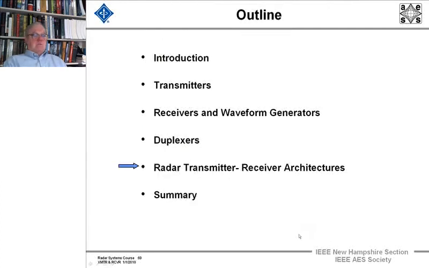Now I'm going to take a break, and then we're going to look at some transmitter receiver architectures which use all this technology that we've looked at, all the way from the higher power transmitters down into the TR module technology at the MMIC level.